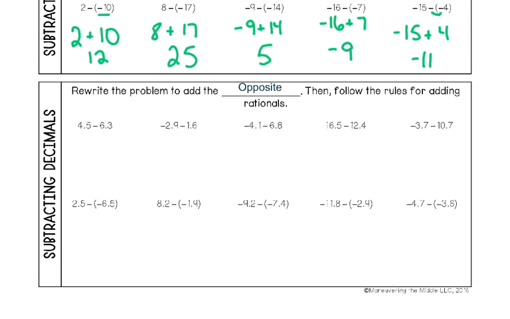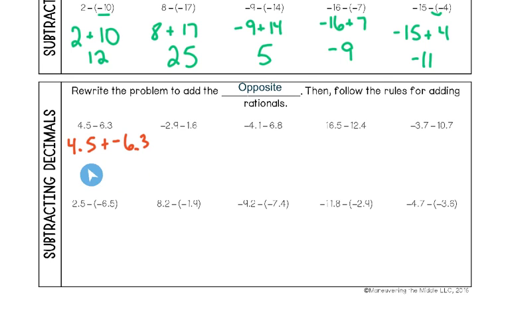So the same will be true for subtracting decimals. We rewrite the problem to add the opposite, then follow the rules for adding rational numbers. So we're going to do the same thing that we just did for that section. We'll do it with decimals now. So we always keep the first number, 4.5, and we change the minus to a plus, and we add the opposite, so 6.3. Then we're just going to follow our addition rules.